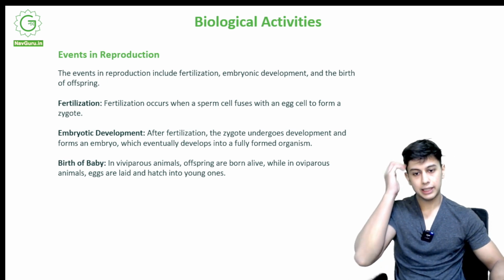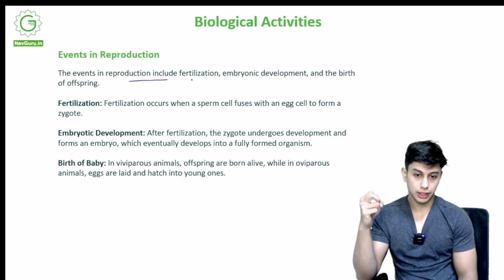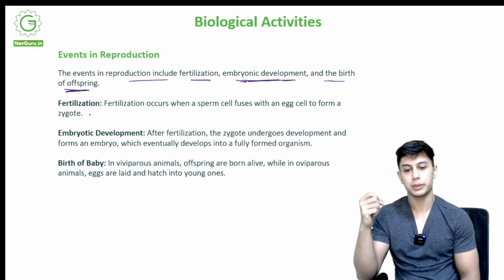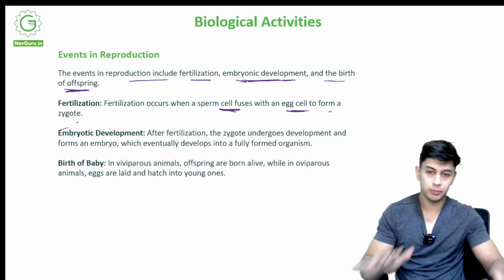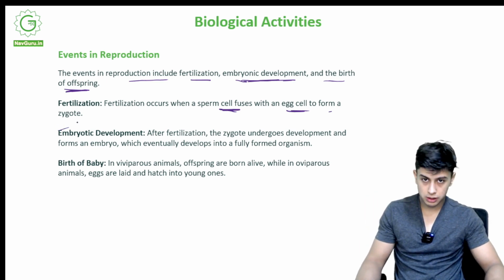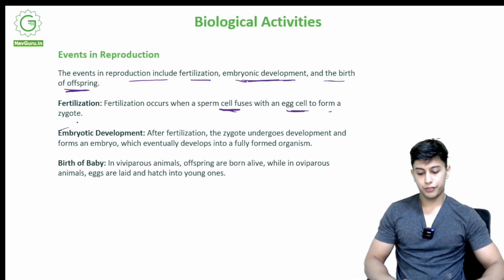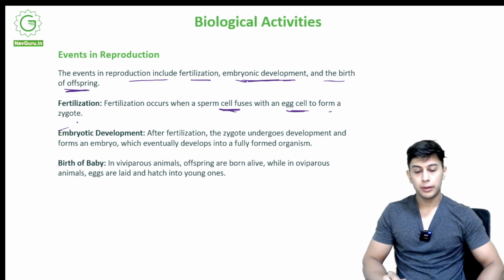Now we study the events in reproduction, what I told you. Events in reproduction include fertilization, embryonic development, and the birth of offspring. During fertilization, a sperm cell fuses with an egg to form a zygote. By now we know that the male gamete, that is the sperm, and the female gamete, that is the egg, fuse together to form a zygote, right?